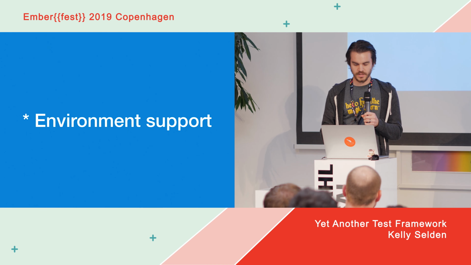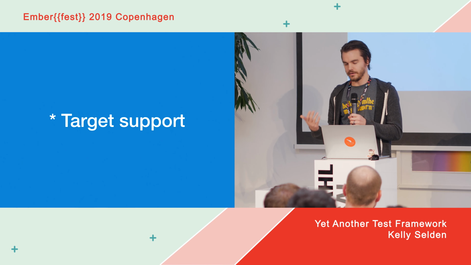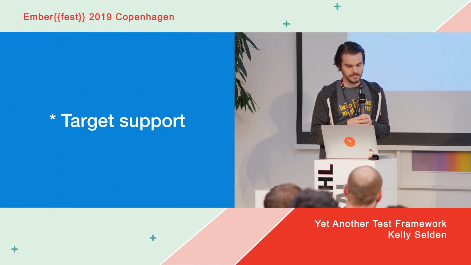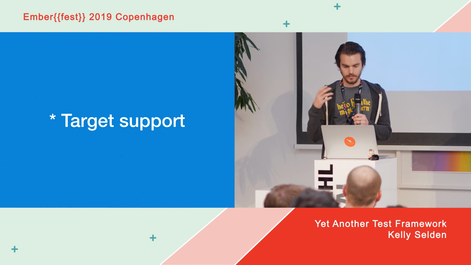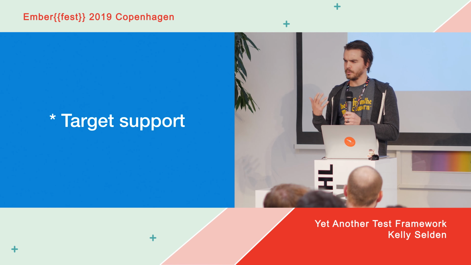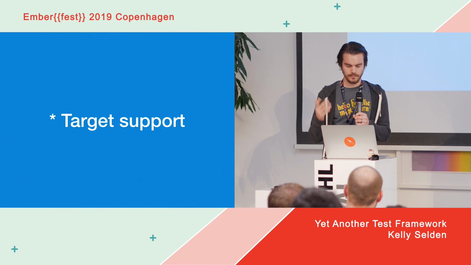Environment support, to test different URLs. Target support, this can be whatever you want. It's just sent down to your test suite to do what you want with. We use a target for mock data. I also have experimented with it, since you need to test pull requests a little differently than master. So you can have a target based on that.